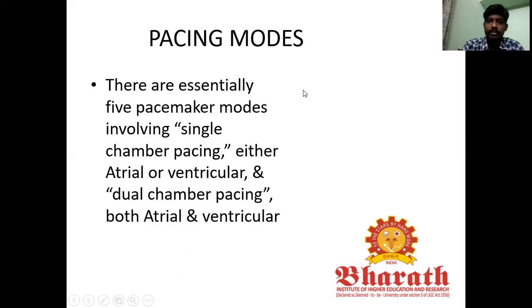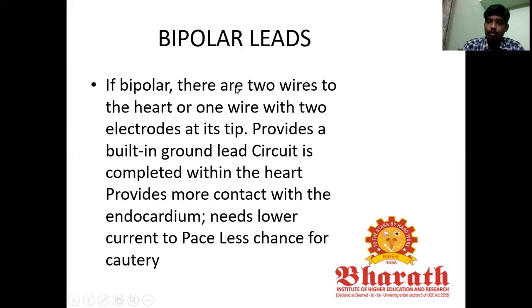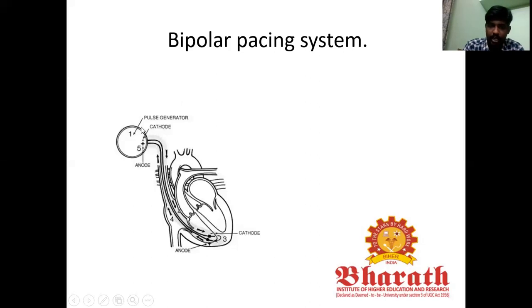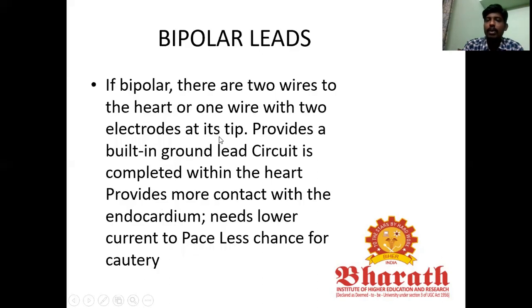We already know that there are two wires to the heart, or one wire with two electrodes at the tip. Here, only one pulse is generated, but how many anodes? Positive: 1, 2. There are three or more positive electrodes placed, and 1, 2 cathode electrodes. In bipolar, the current flows directly, with inlet and outlet flow in the same lead. This is the bipolar pacing system.